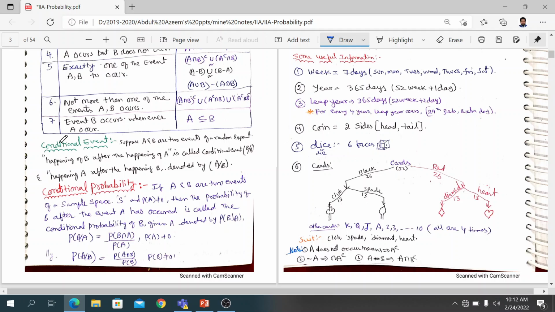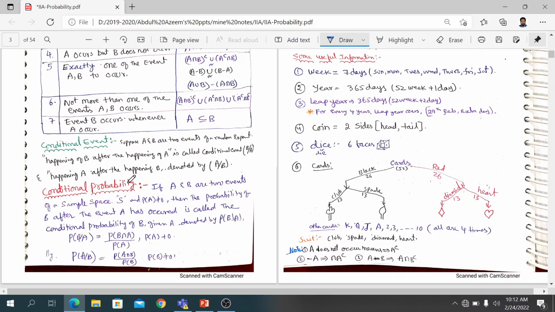Next definition, conditional event. Suppose A and B are two events of a random experiment. Happening of B after the happening of A is called conditional event B by A. Suppose if you toss a coin, then only head or tail is there, so this is a condition. And similarly, happening of A after B is denoted by A by B, this is a conditional event.